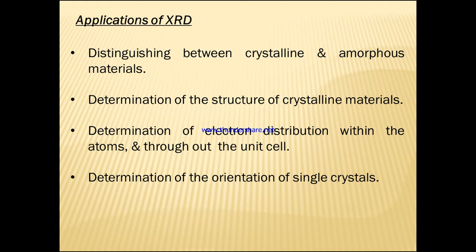The determination of electron distribution within the atom and throughout the unit cell can be analyzed by using this XRD technique. I have already told you about electrons moving from one layer to another, or from one cell to another cell in the crystal structure. So the electron distribution, the atom movement, all of those can be analyzed, as well as the movement of the electron from one cell to another cell, or from one layer to another layer.